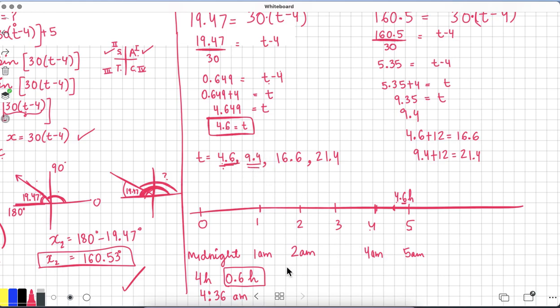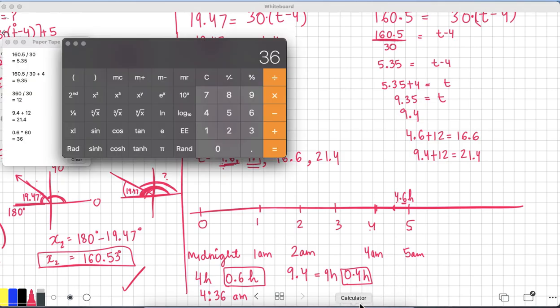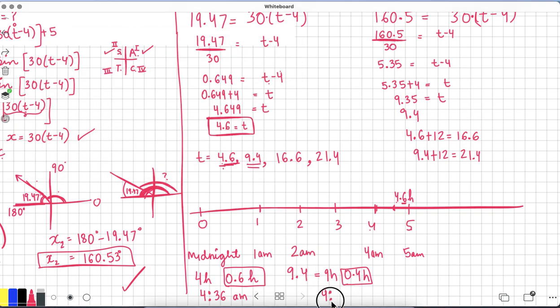Same thing for the 9.4 here. 9.4 means it's going to be 9 a.m. and 0.4, so again this is 9 hours and 0.4 hours. Can we convert 0.4 hours into minutes? Just multiply 0.4 by 60, because in 1 hour there are 60 minutes. It's 24. So it's going to be 9 a.m. and 24 minutes. But is it a.m. or p.m.? It's a.m. So at this time, the tide will reach the height of 6 meters.